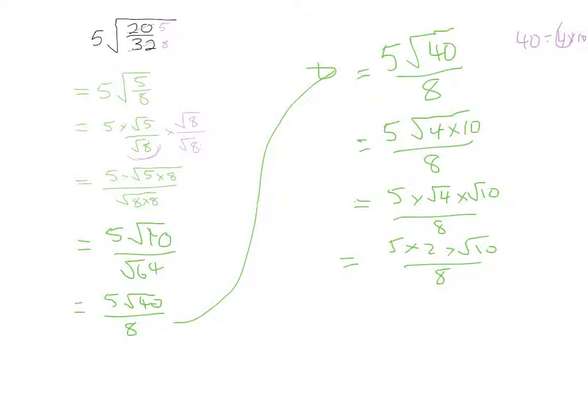over 8. Now, what I'm going to do is simplify. The 2 will go into the 8 4 times. That cancels that down. So that will leave us with 5 root 10 over 4 as the answer to this one. Doesn't look that much simpler than the original starting question, but we've got rid of the surd component down the bottom.